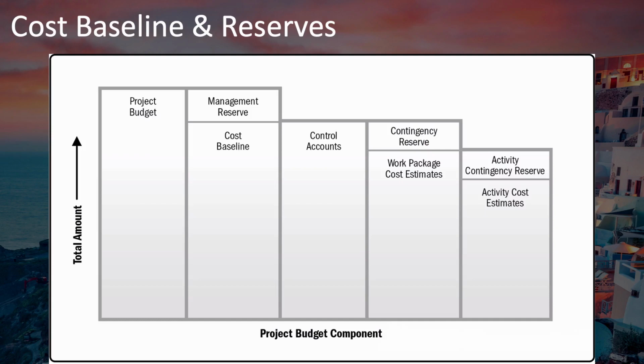A few key points to remember from this diagram are that there's a difference between your contingency reserves that are for your identified risks and your management reserves, which you as a project manager do not have access to. You can't use the management reserve at your discretion. Management uses that. That your cost baseline is less than your project budget. That you have control accounts throughout your work breakdown structure for measuring performance. And that your contingency reserves can be assigned both at the activity level and at the work package level.